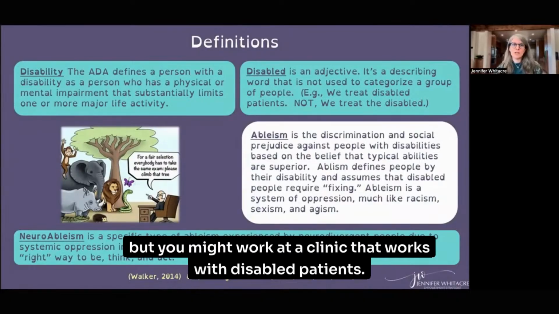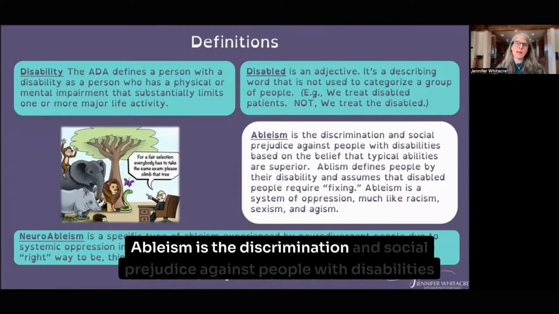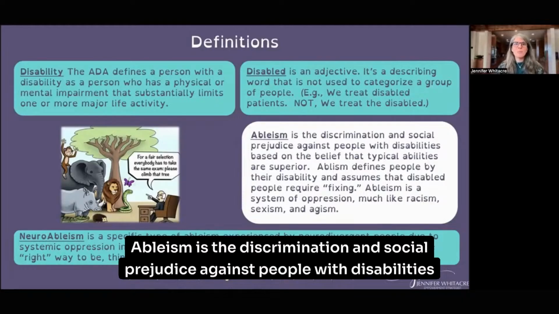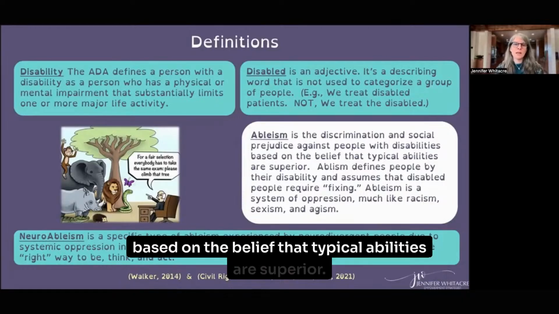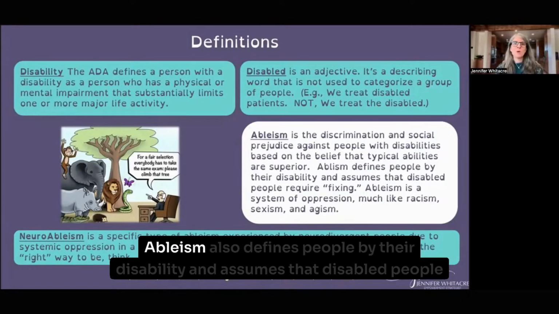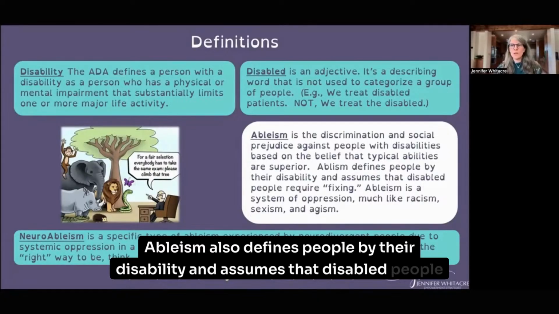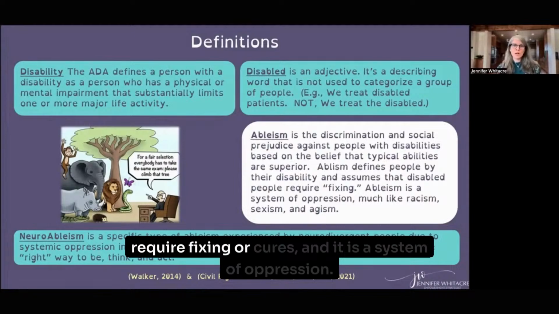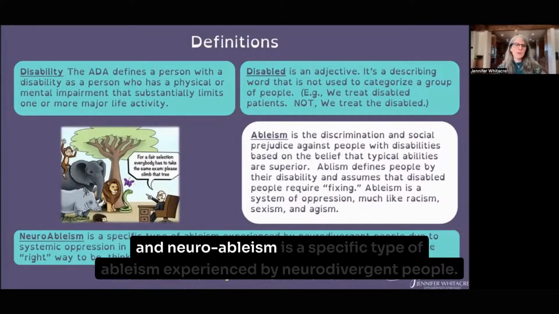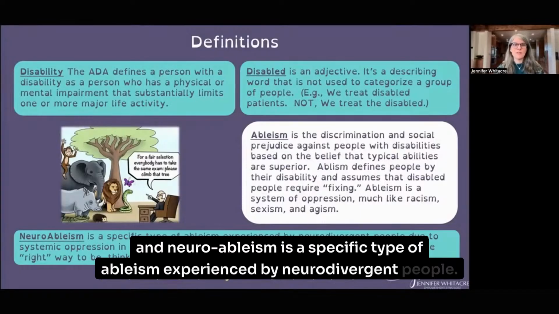Ableism is the discrimination and social prejudice against people with disabilities based on the belief that typical abilities are superior. Ableism also defines people by their disability and assumes that disabled people require fixing or cures, and it is a system of oppression. And neuroableism is a specific type of ableism experienced by neurodivergent people.